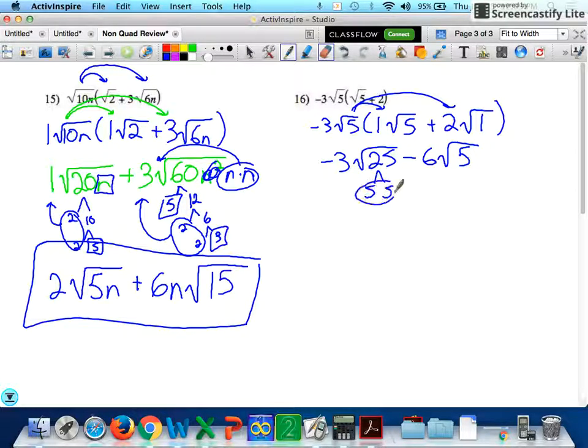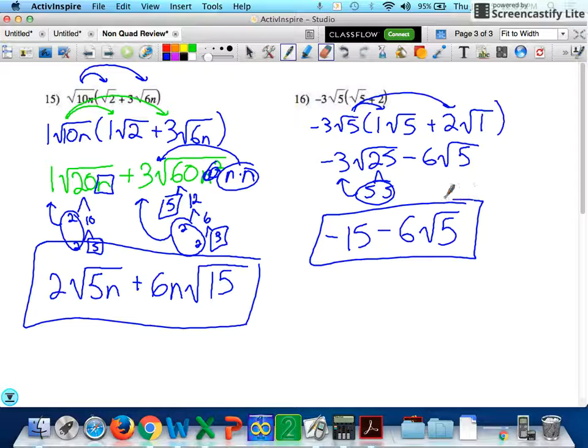25 can be broken down into 5 and 5, which pops out front and leaves nothing behind. Therefore, I have a -15 all by its lonesome, and then this doesn't simplify. 6 on the square root of 5 doesn't simplify. So we just leave it as is. Okay? You just have to leave it just like it is. 6 on the square root of 5. Don't overmath these problems. If they don't combine, they don't combine. But you have to simplify them so that you can tell.